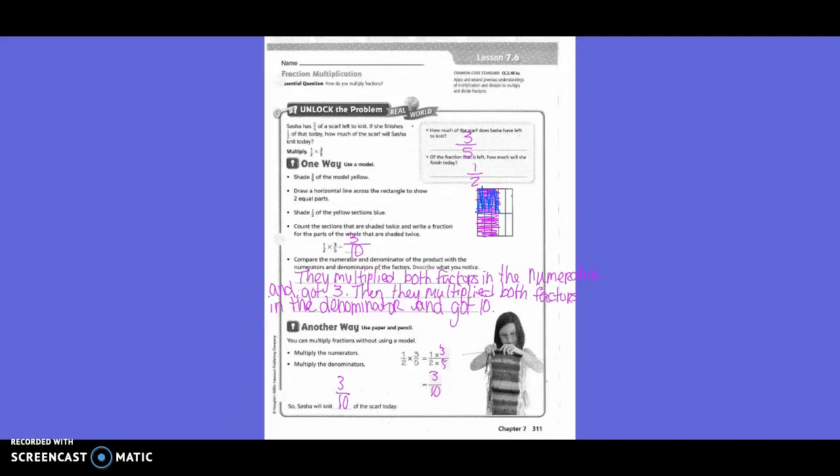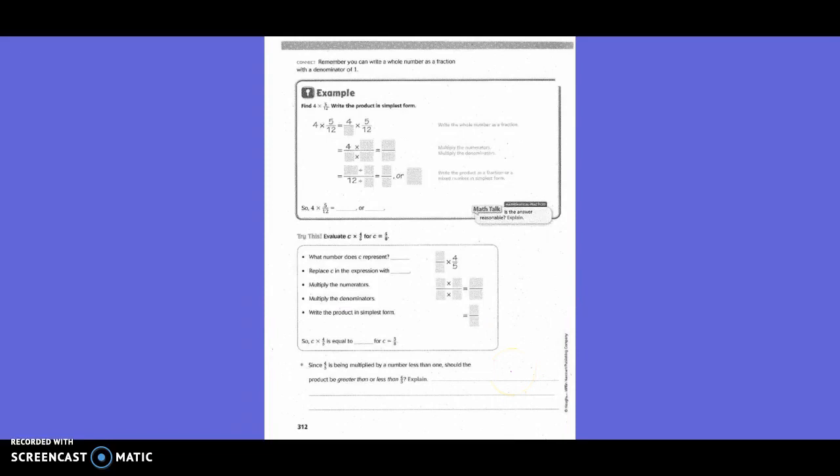And that's how I've already been teaching you guys, right? Okay, so you guys have already been using that way. They're just now kind of getting that. Okay, you guys have learned some other ways though too that you could use that would help you. Remember, you can write a whole number as a fraction with a denominator of 1.